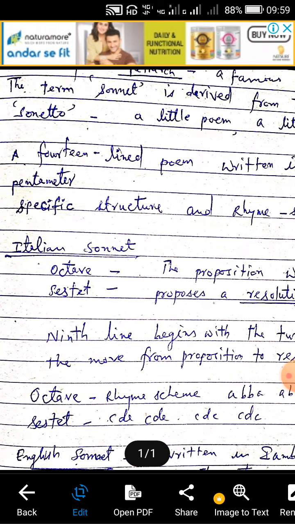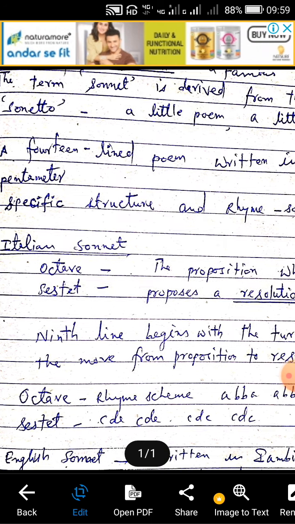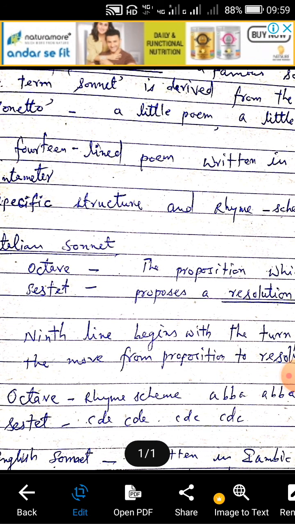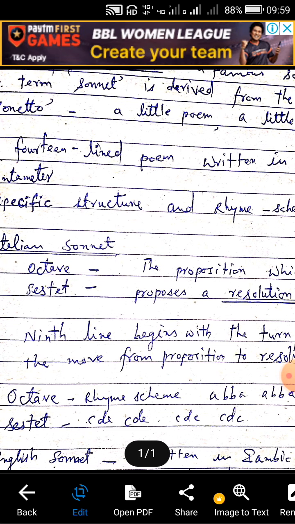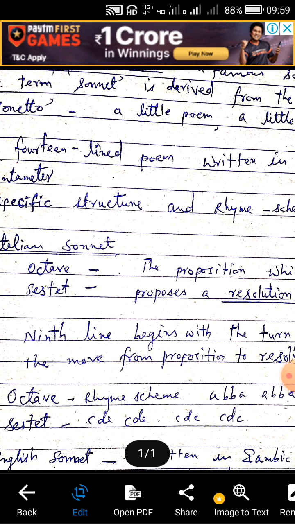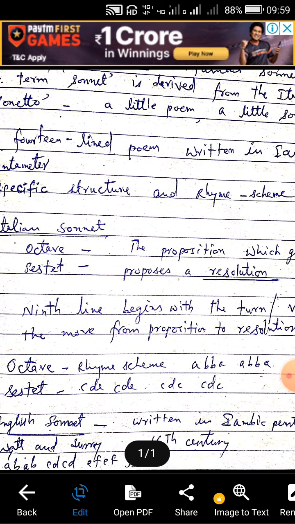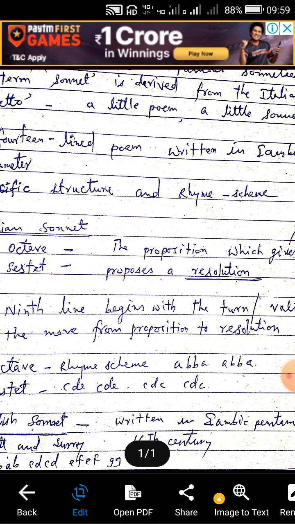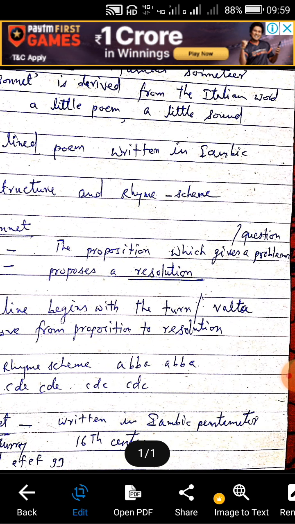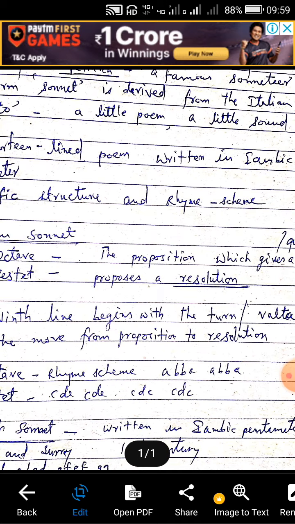When the octave comes to an end, there is the move from proposition to resolution. That is called the turn or volta. As we know, when the ninth line begins, there is the change in the thought. That change is termed as volta.